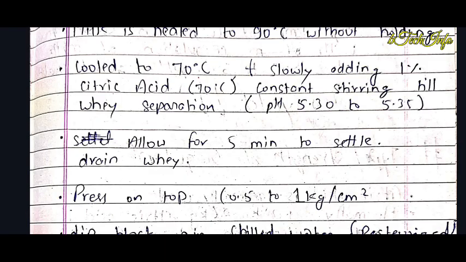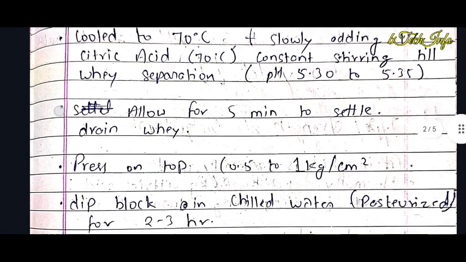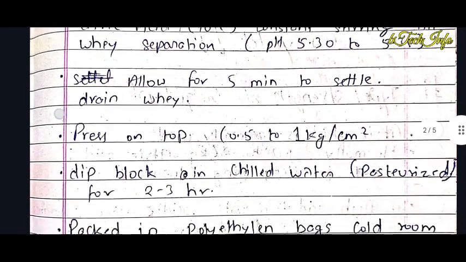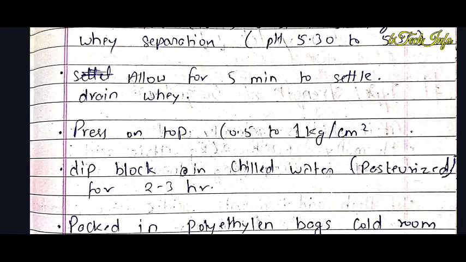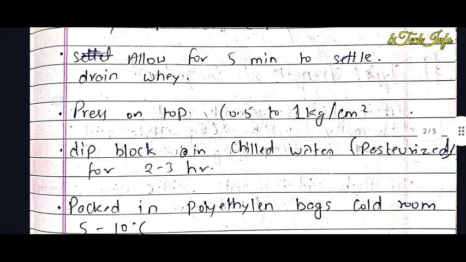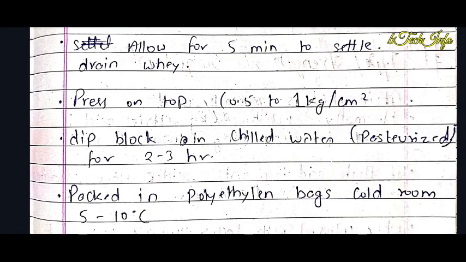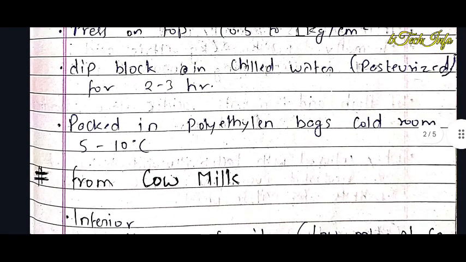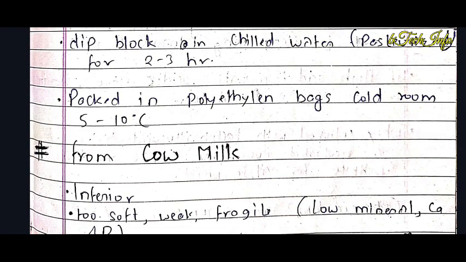Now allow 5 minutes to settle down and drain the whey. Press on the top, and the pressure should be 0.5 to 1 kg per centimeter square. And now the block should be chilled in pasteurized water for 2 to 3 hours, and now this is packed in polyethylene bags, and it should be stored at 5 to 10 degrees Celsius.